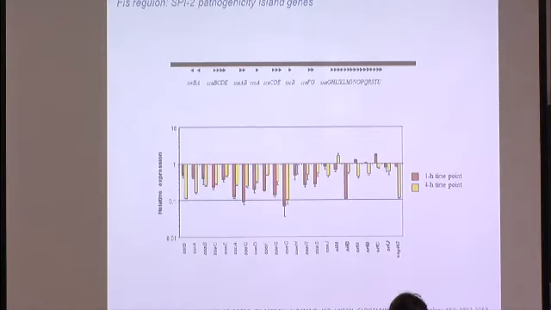A number of years ago, during a survey of Fis-dependent gene expression in Salmonella, Arlene Kelly discovered that the entire set of SPI-2 genes in Salmonella typhimurium is Fis-dependent for upregulation. So this is the master regulator of the SPI-2 gene set, and it is dependent upon the Fis protein for expression.